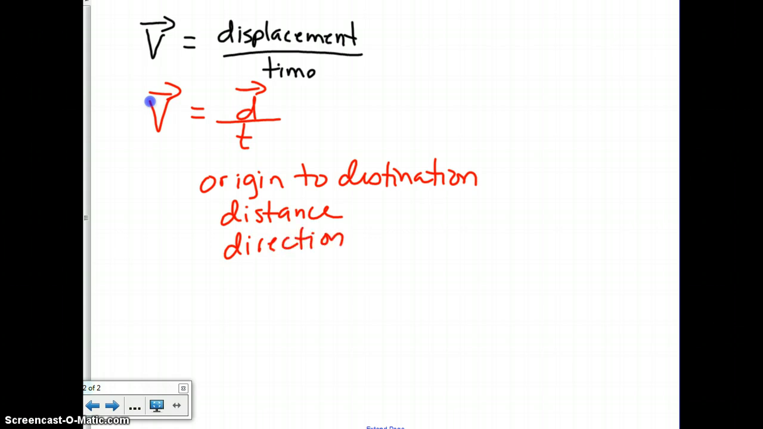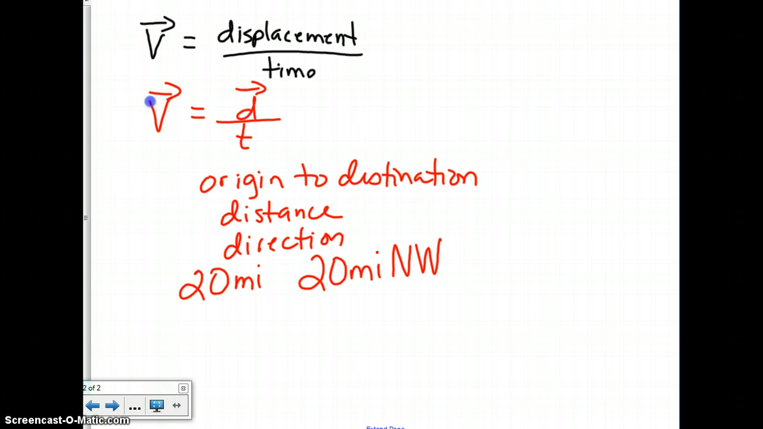For example, you might go 20 miles somewhere, but if I wanted to know the displacement, I would have to write that as the distance, the shortest distance, from origin to destination in a specific direction. Now, we all know that the shortest distance between 2 points is going to be a straight line.